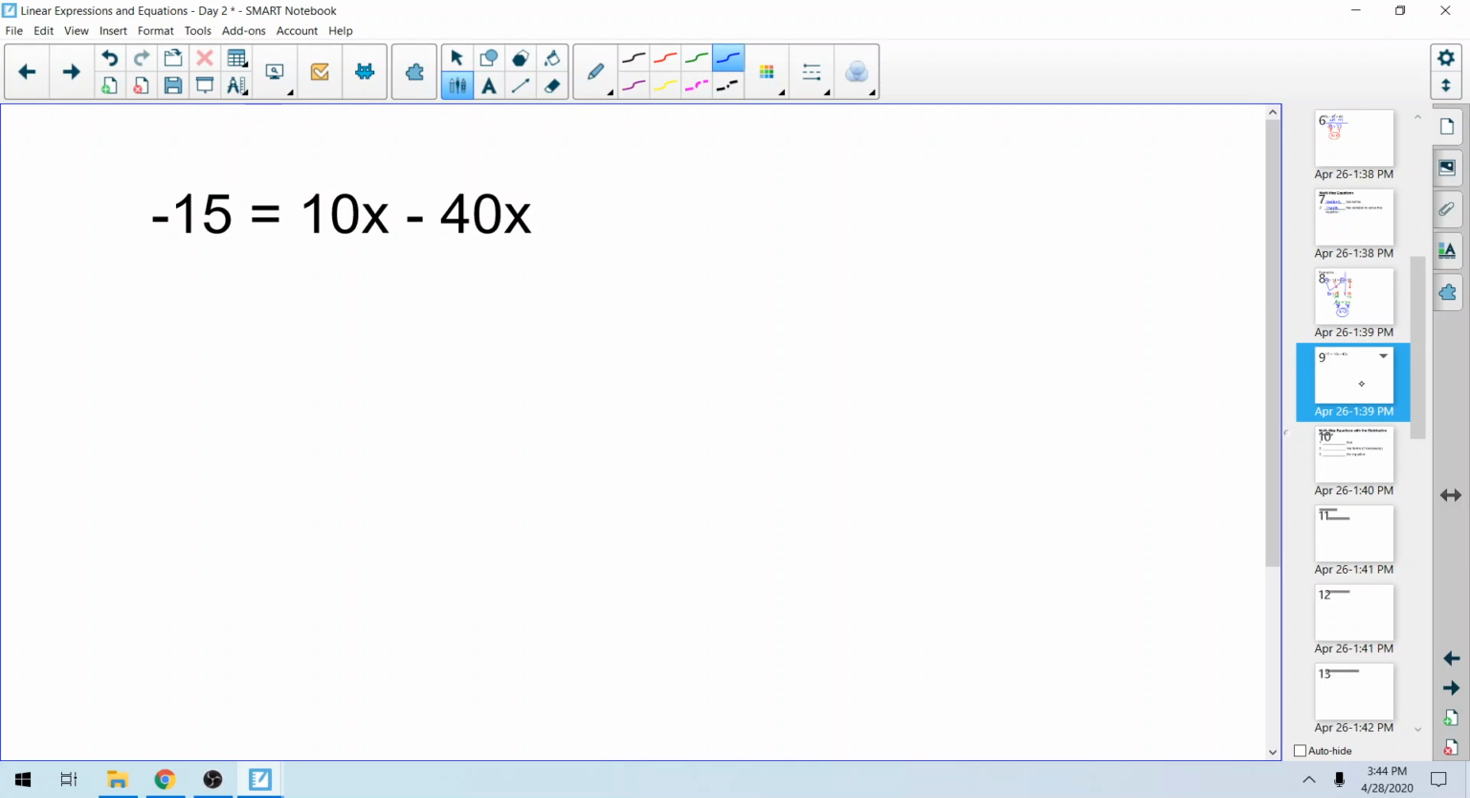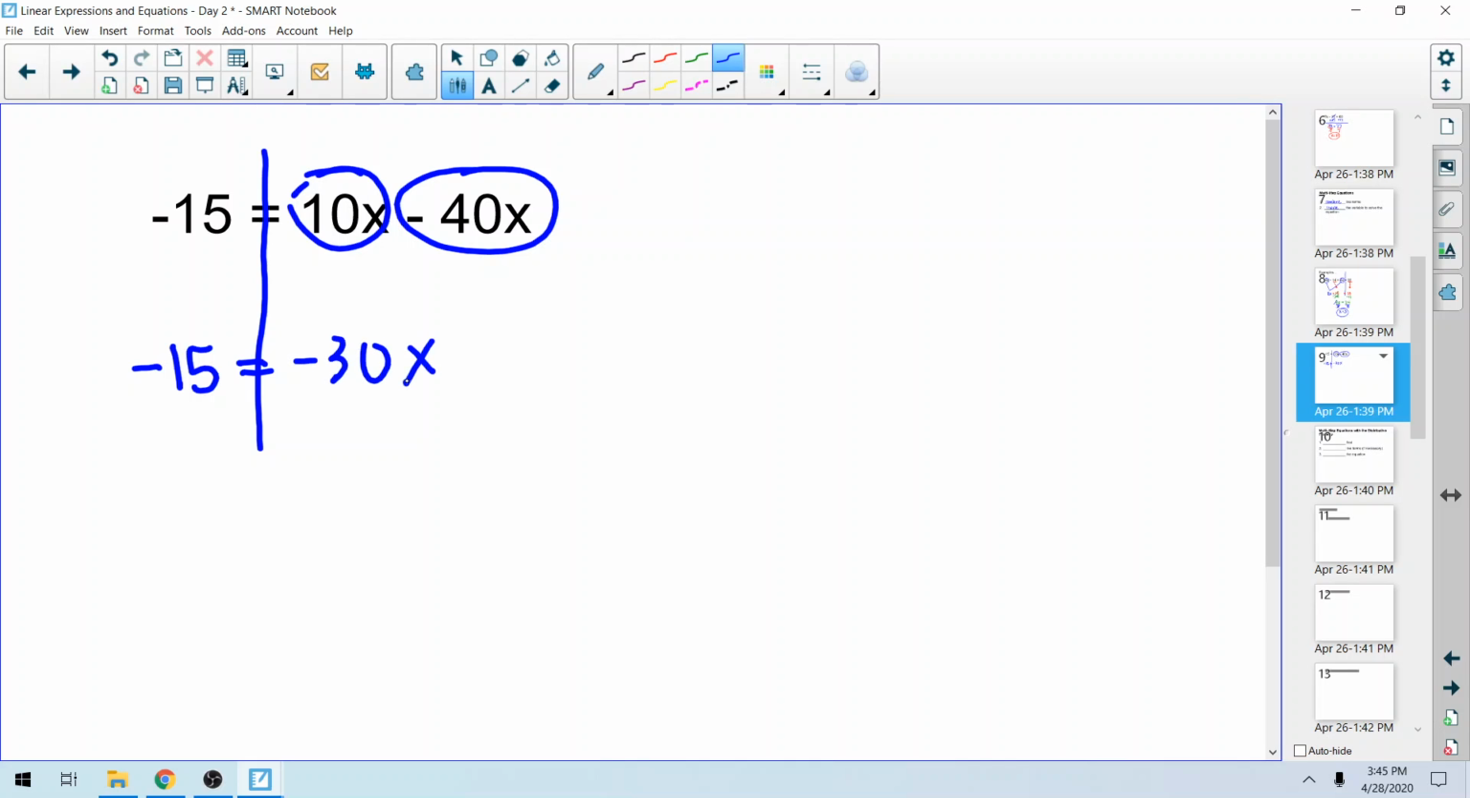Next example. Negative 15 equals 10x minus 40x. So again, there's your barrier. Only look at the left and the right. On the left, you have a negative 15. You can't do anything with that. So negative 15. On the right, 10x, negative 40x. Those are like terms. So we're going to combine them. 10x minus 40x is negative 30x.